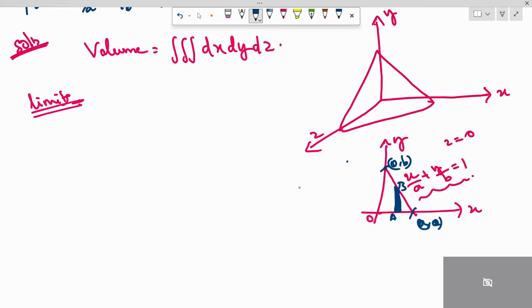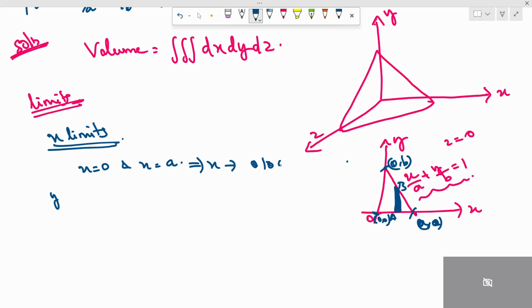First we are going to calculate the x limits, that is our outer limit, constant limit. The strip starting point from this origin till this a comma 0 moves along the x axis. In this end x is equal to 0, other end x is equal to a. Therefore x varies from 0 to a.